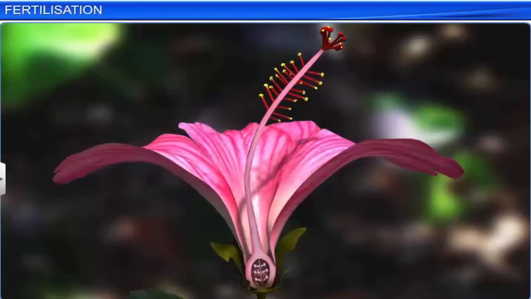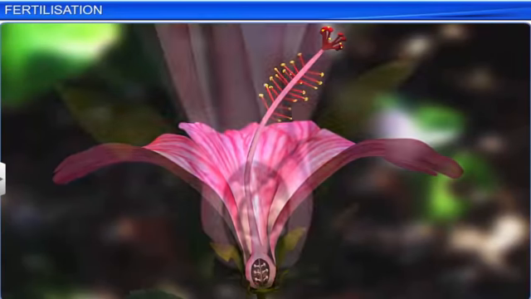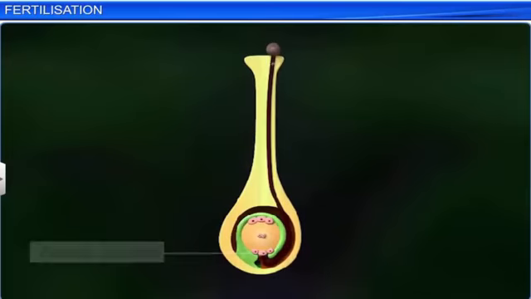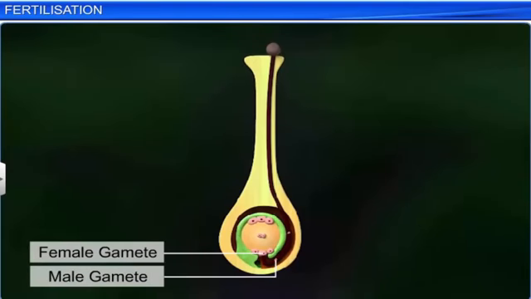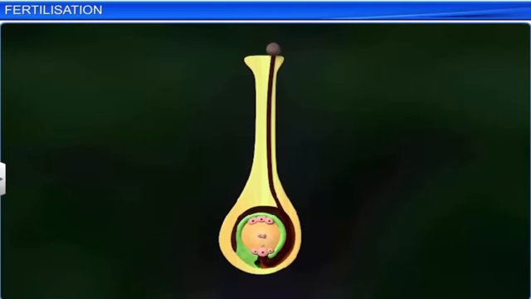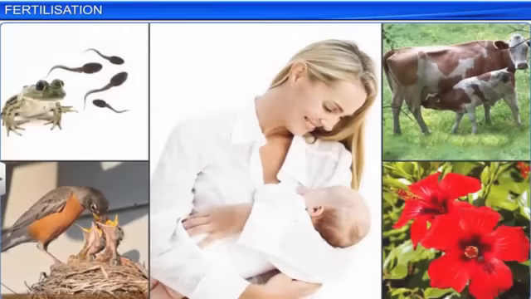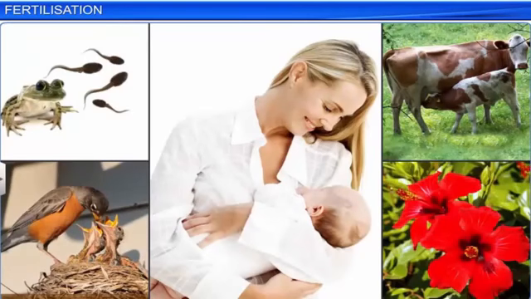When these pollen grains are deposited on the stigma, they germinate to form a pollen tube. This tube then travels downwards towards the ovule, where it discharges the male gamete. These male gametes unite with the female gamete to form a zygote, thus completing the fertilization process. Fertilization, thus, is an important process that ultimately results in the formation of a new life.